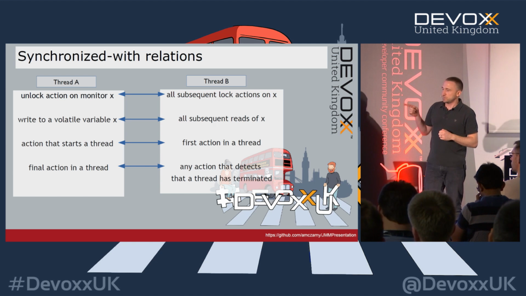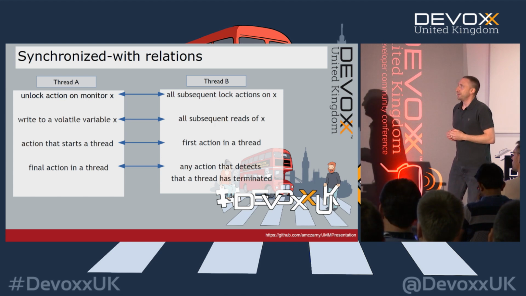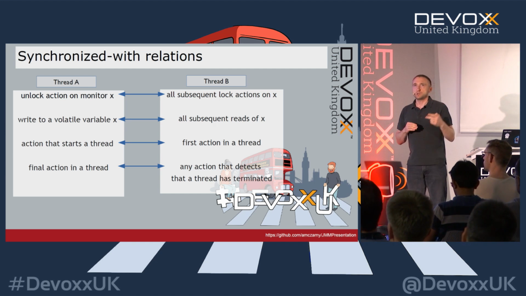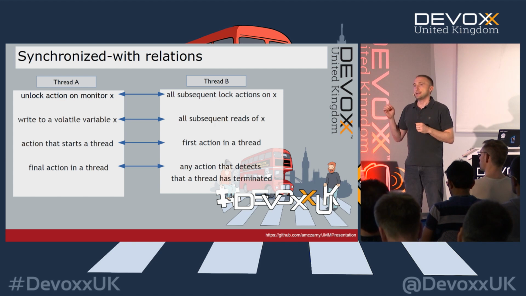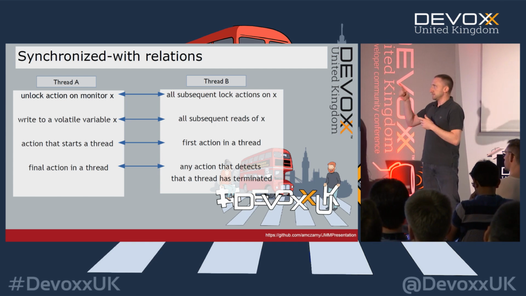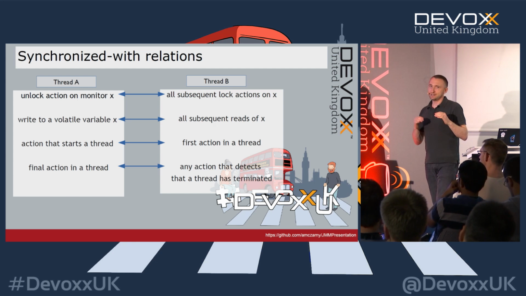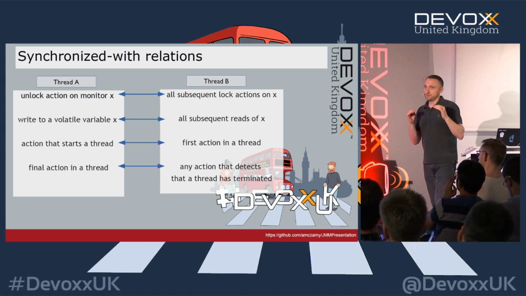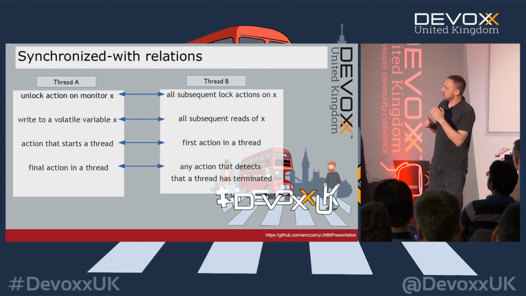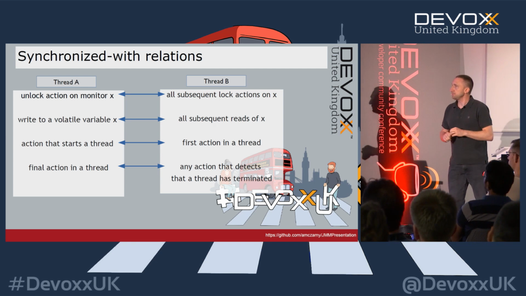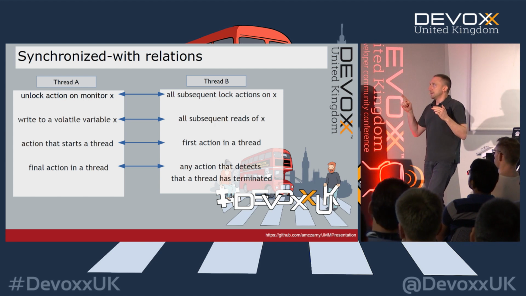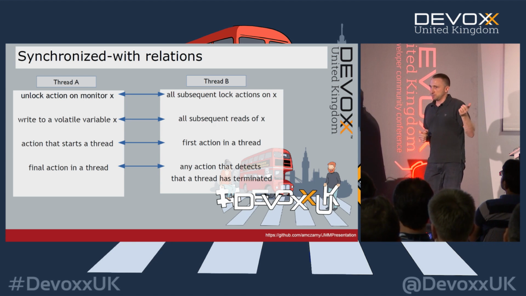So once again, those four are probably the most important ones, a bit more than just four, but let's focus on those. When we unlock a monitor, which means that we are exiting our synchronized block, and then another thread is locking, so entering our synchronized block, we have this nice synchronized-with relation. Writing to a volatile and reading the volatile, of course the same volatile, the same field, and the same monitor. And then the action that started the thread and the first action in the thread will also have a synchronized-with relation. And also the final action in the thread will have a synchronized-with relation with a thread that detects that the first thread has terminated, for example, thread join.